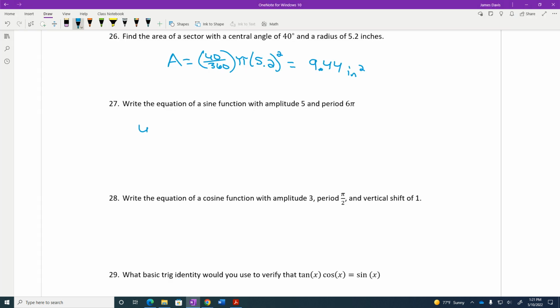It will be y equals, amplitude is 5, so it's going to be 5 sine. And now the B is the next thing we need. The B is not just 6 pi. That's not the B. B is 2 pi over the period. So 2 pi over 6 pi. The pi's then wipe each other out, leaving a third.